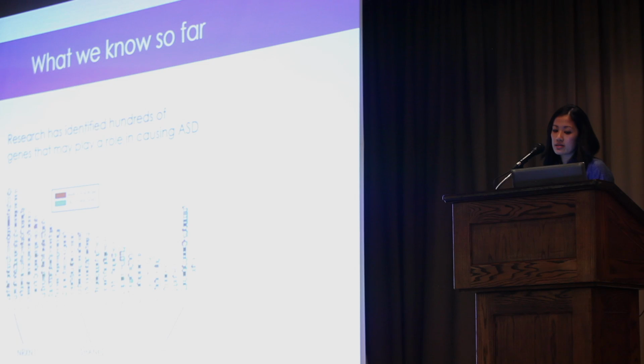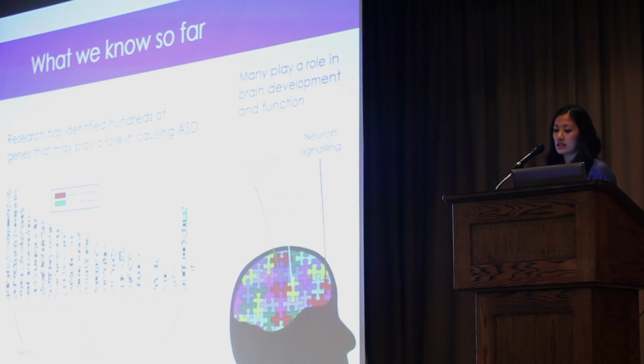I've listed here 3 examples of genes that have been associated with autism spectrum disorder: Neurexin-1, Shank2, and PTCHD1. These genes, and most of the genes we've identified, play a role in brain development or function somehow. So we've identified genes that encode proteins that are important for making connections in the brain. We've identified genes that are important for the actual growth of brain cells, or neuron signaling.